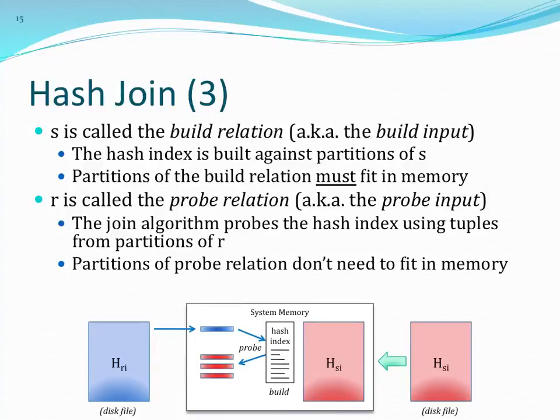Hopefully, another thing that you can see from this is, how would I implement left outer join? Well, when I use that probe tuple to hit the hash index, if nothing comes out, I know this is a left outer join result. I've got to pad nulls and send it out the door.